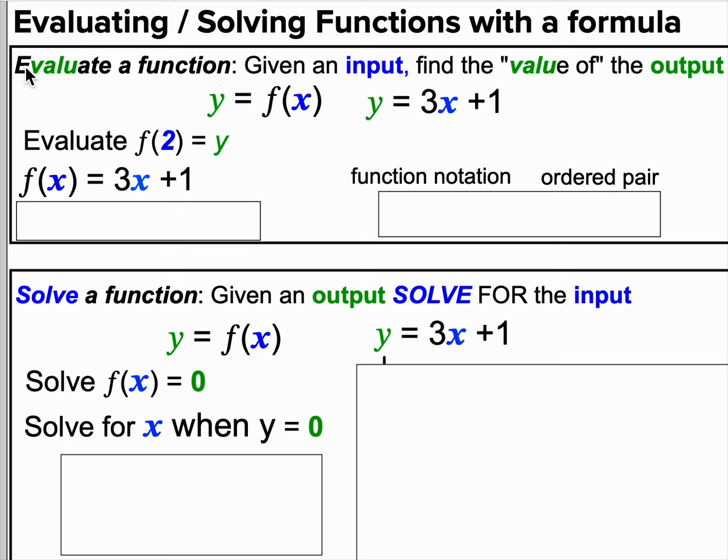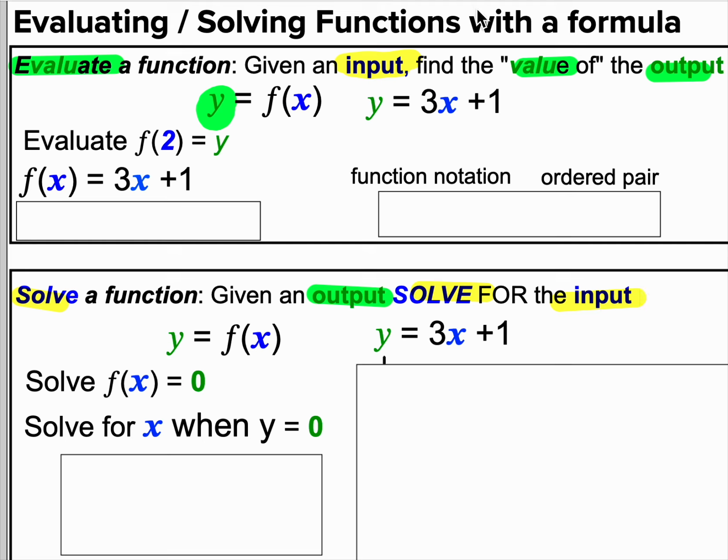meanings. When we're evaluating a function, we are finding the value of y or the value of the output when we're given an input. And when we're solving a function, we're actually given an output and we're solving for the input. So they really are almost mirror images of each other. In one case, we're given the input, we find the value of the output. In the other case, we're given the output and we solve for the input.